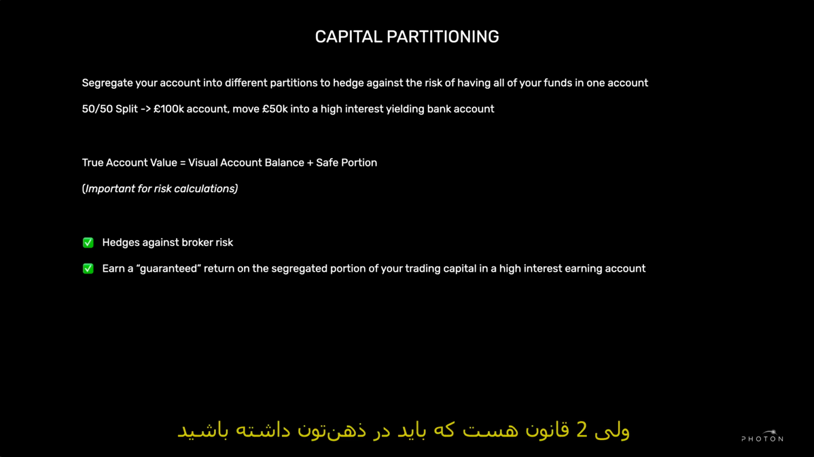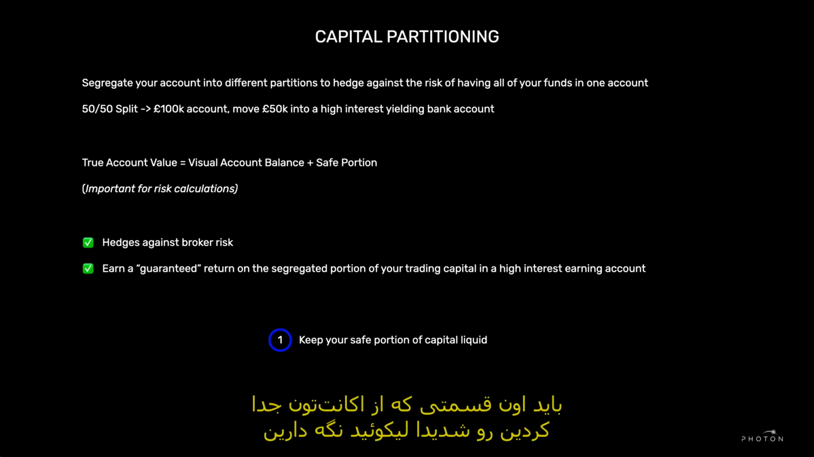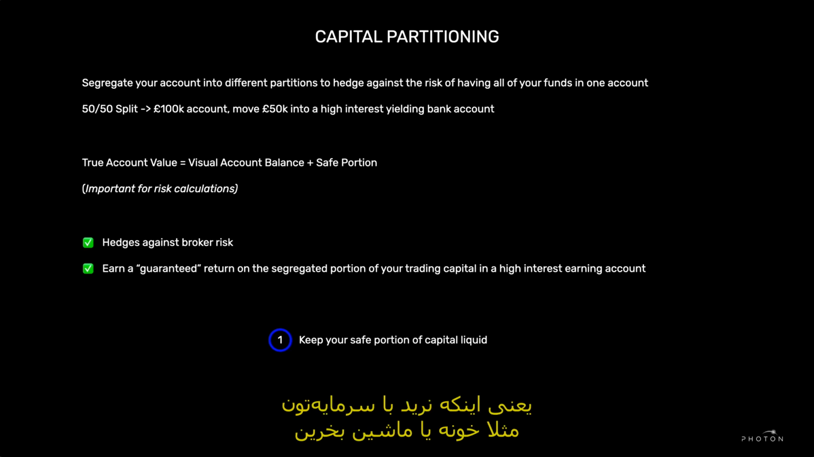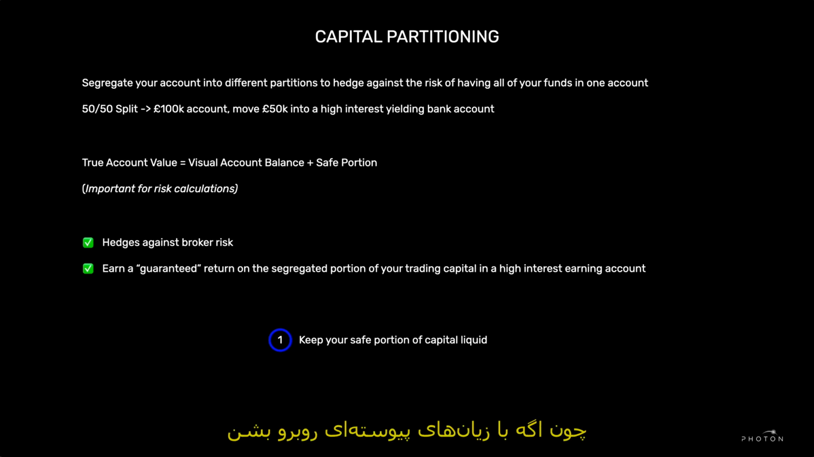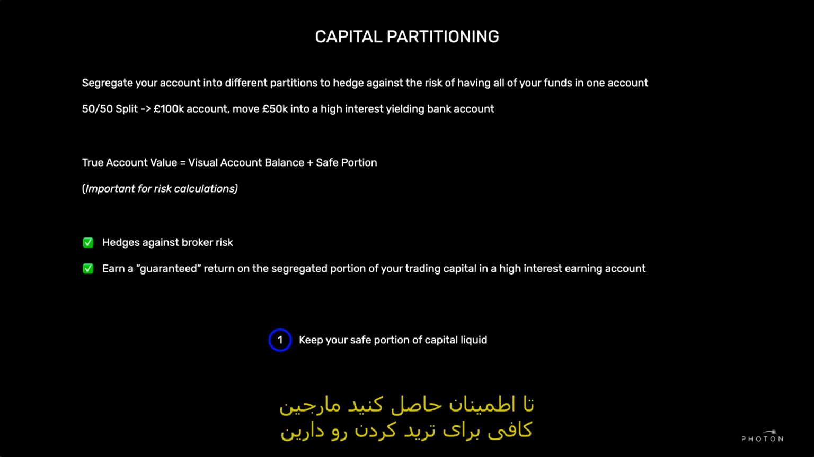But there are two rules that you really need to keep in mind. The first one being that you need to keep your safe portion of capital extremely liquid. So the portion of the capital that you remove from your trading account, you need to keep it liquid, and this means that you should not go out and buy an investment property or a car with it, for example, because if you hit a long run of drawdowns, then you may need to tip more money into your FX account to ensure that you have enough margin to keep trading.